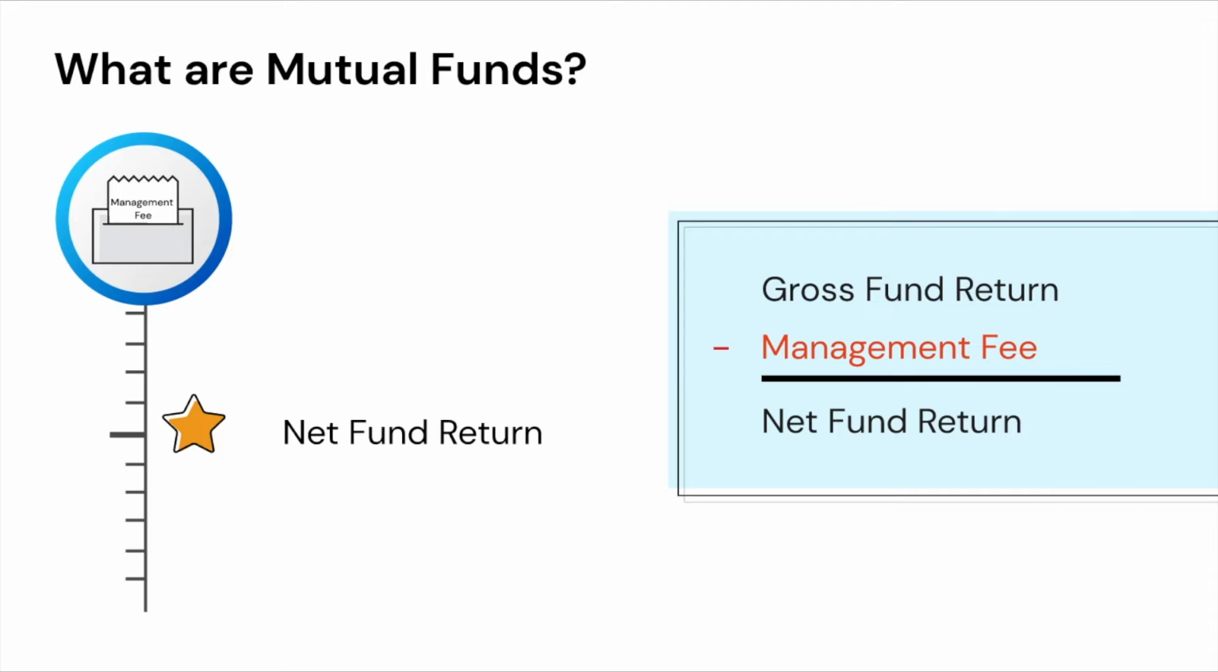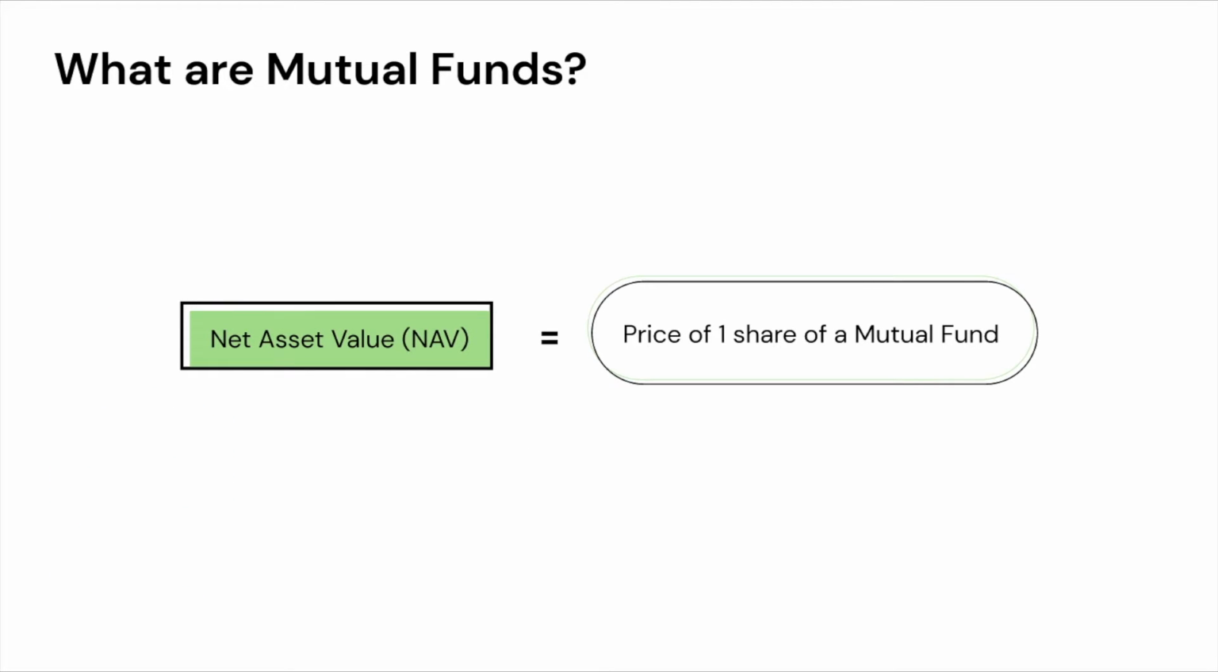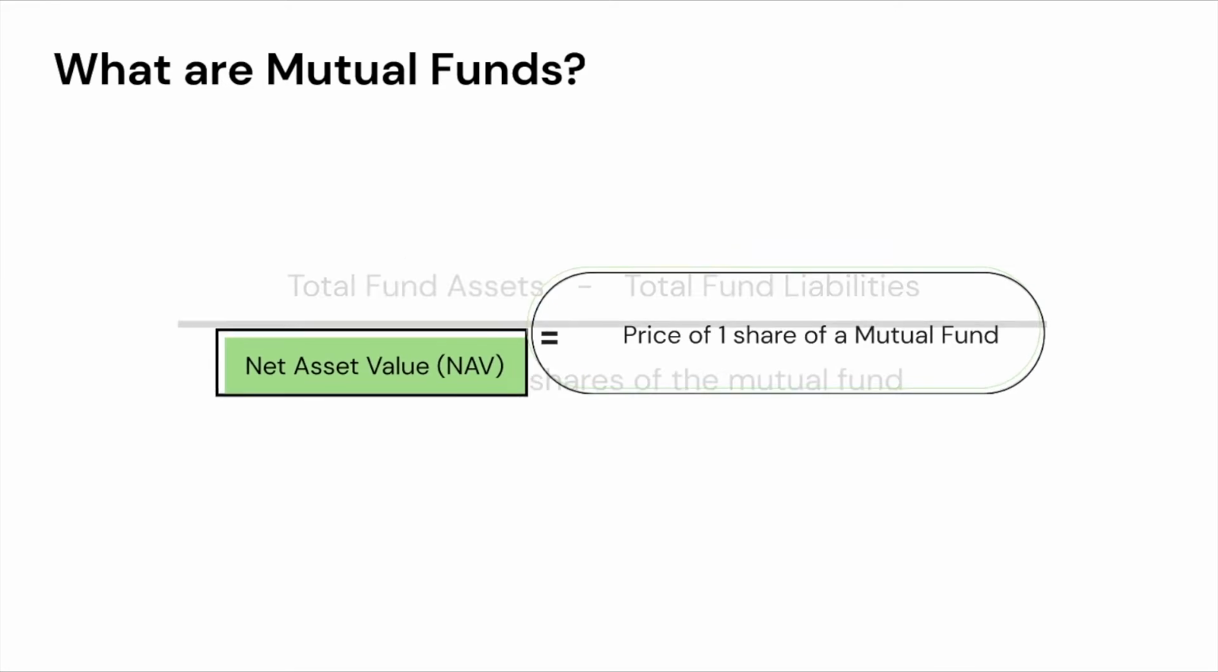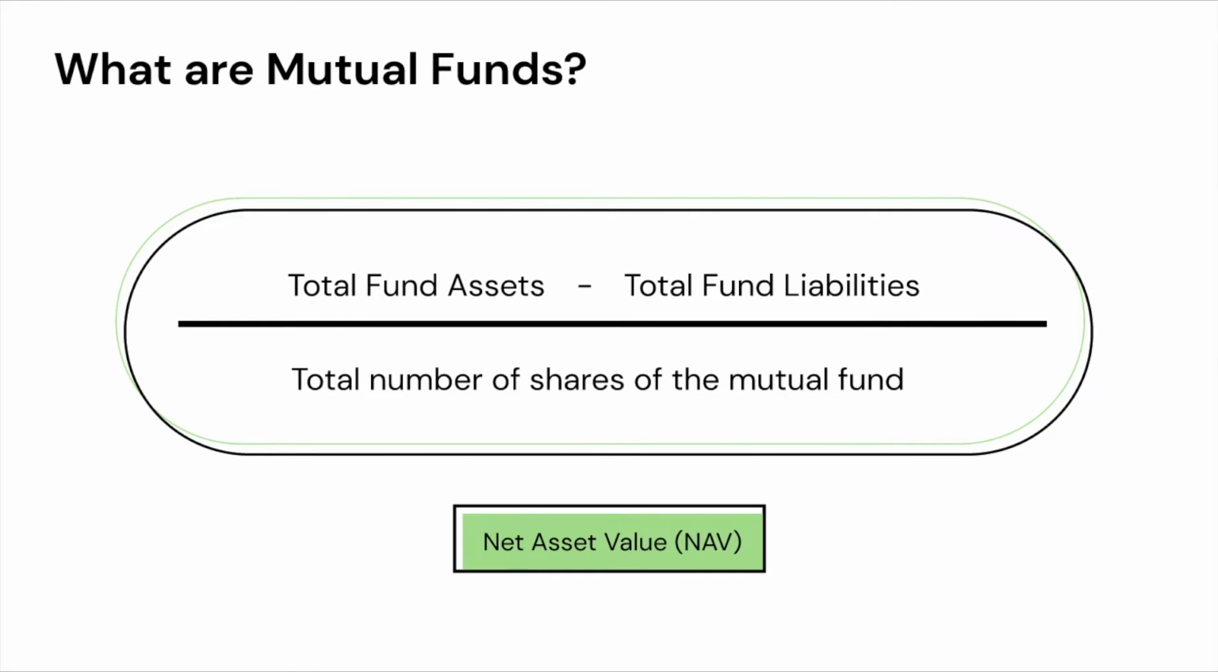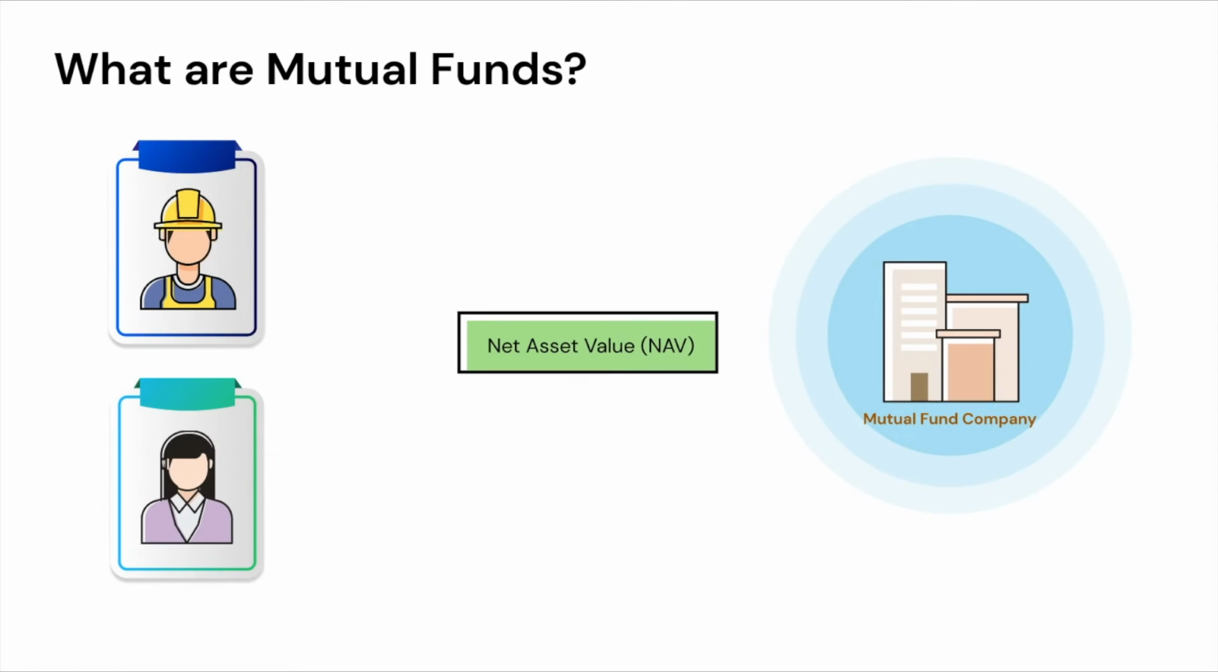The price of a mutual fund is referred to as its net asset value, or NAV. The NAV is the sum of all the investments of the mutual fund minus its expenses and liabilities, divided by the total number of shares of the fund. Investors can buy or sell mutual fund shares or units at this NAV price.